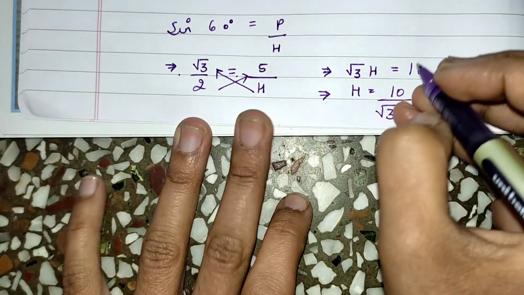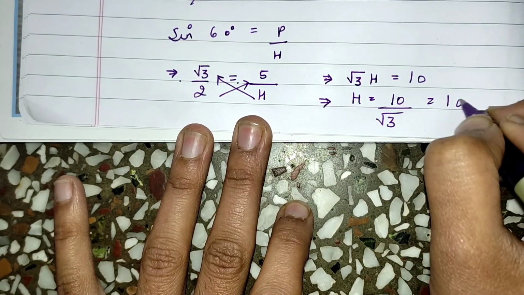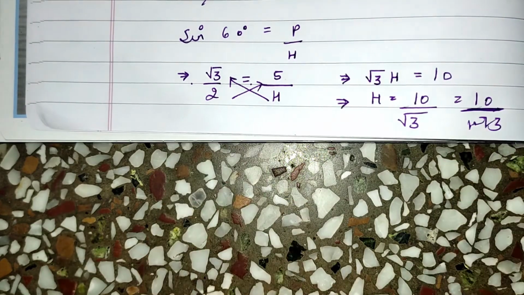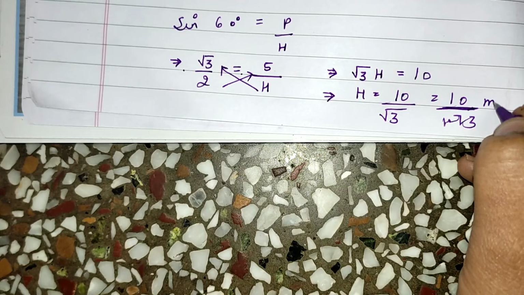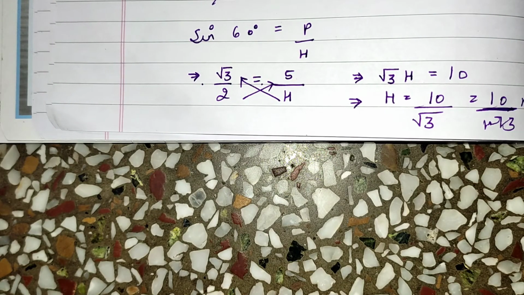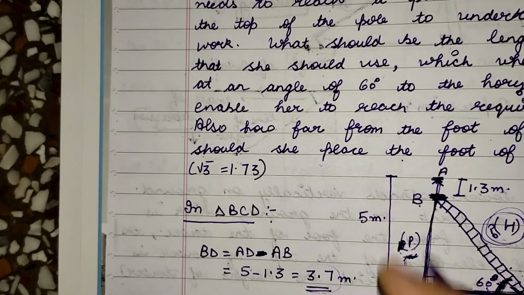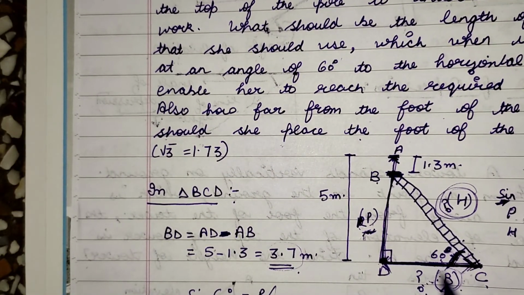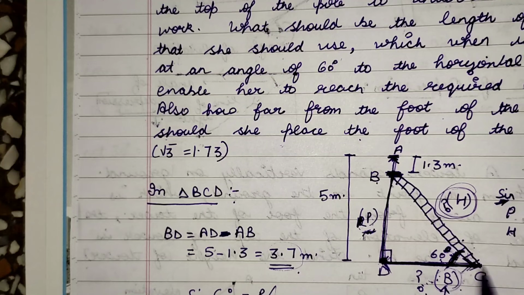In your question it is given that you have to use the value of root 3 equal to 1.73. Okay, so this much meter is going to be the length of the ladder. Next, you also have to find at what distance this ladder should be placed from the foot of the tower.